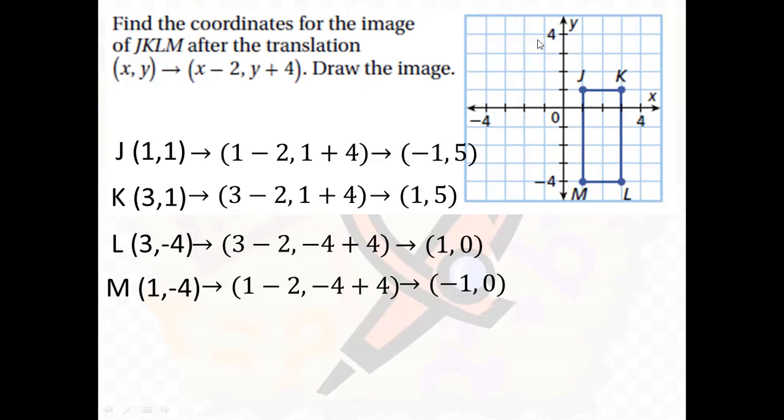Next, what you're going to do, you're going to draw the image. So negative 1, 5 is here. Negative 1 and 5. 1 and 5 is here. 1 and 0 is here. This is 1 and 0. Negative 1 and 0. So you just need to join them and name them. So x prime, z, j prime, k prime, l prime, and n prime. I have not done that here, but it is always that you need to name them.